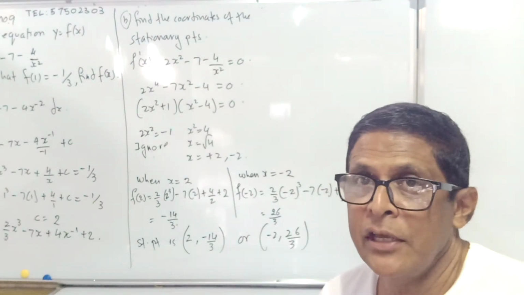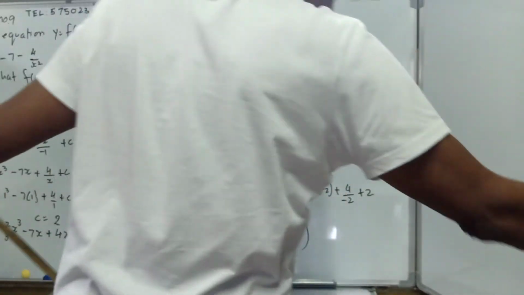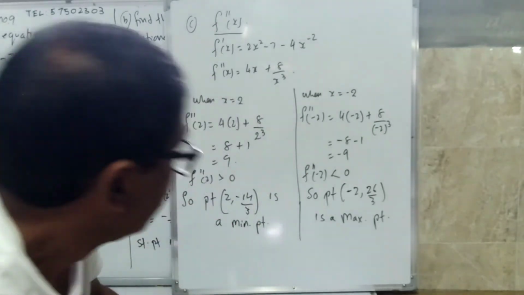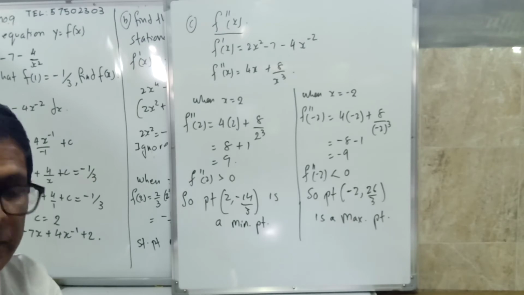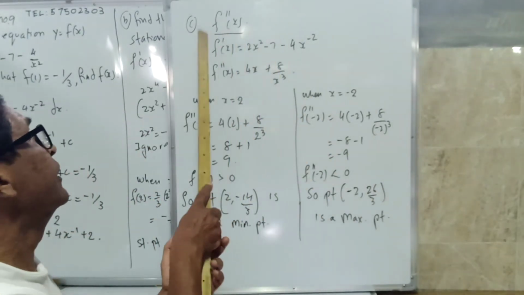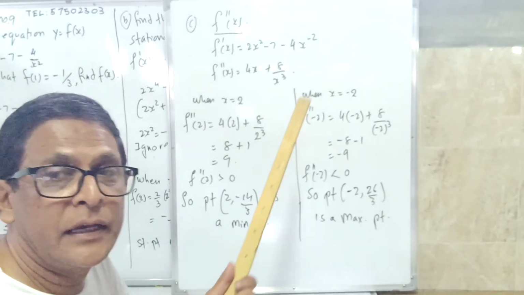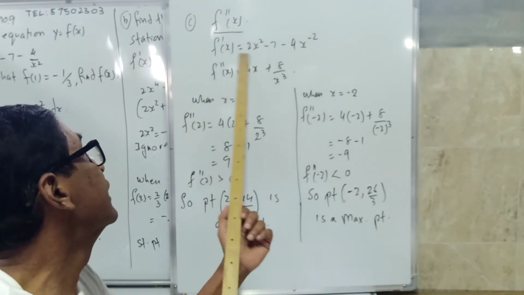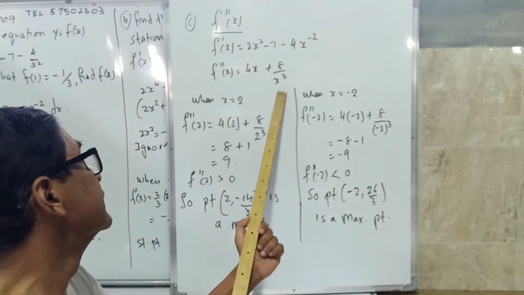Let us see the nature of these stationary points. You have to find f double dash x. How to find f double dash x? You have f dash x. Now to find f double dash x, you differentiate the differentiation here. You differentiate it twice to get f double dash x.